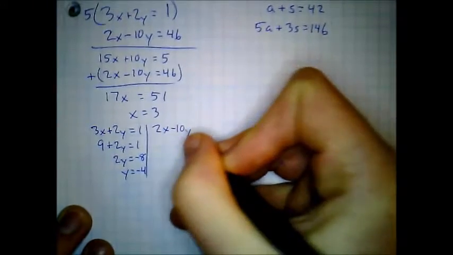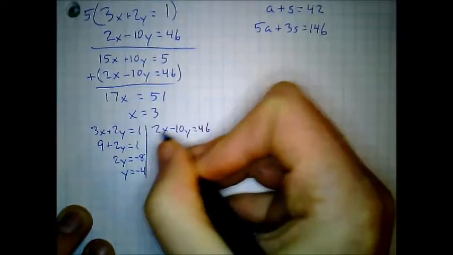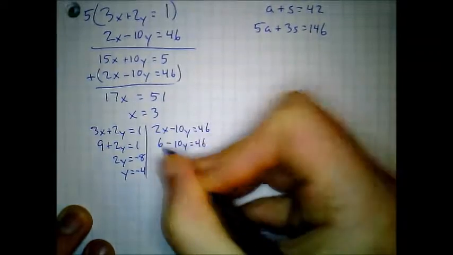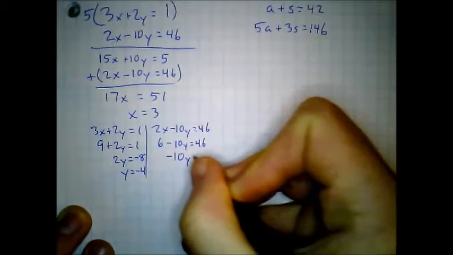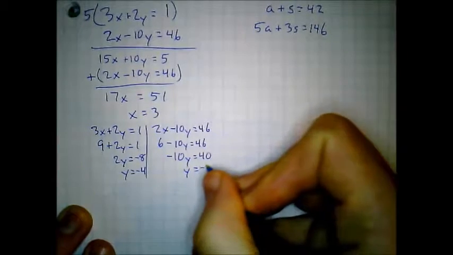Second equation, 2x minus 10y equals 46. Substitute 3 in for x again. 2 times 3 is 6. Minus 10y equals 46. Subtract 6 from both sides. Negative 10y equals 40. Divide by negative 10 and get y equals negative 4.